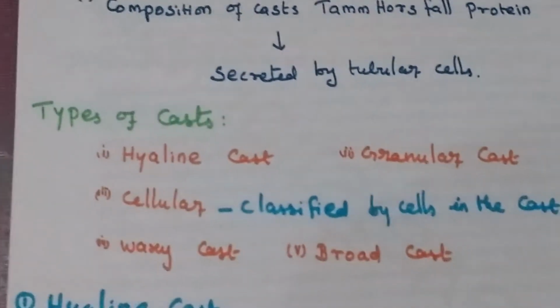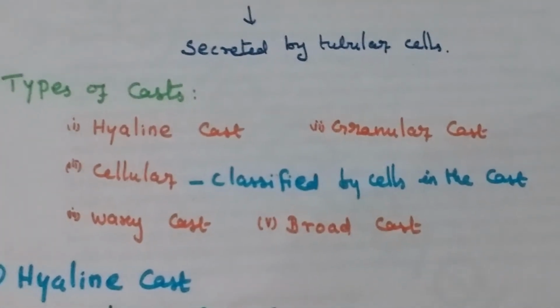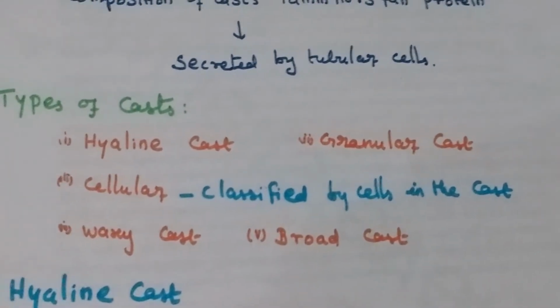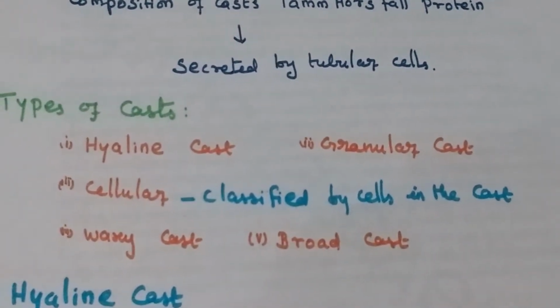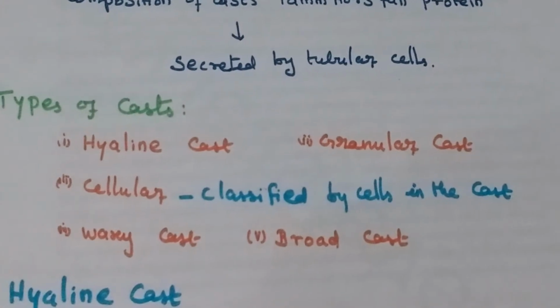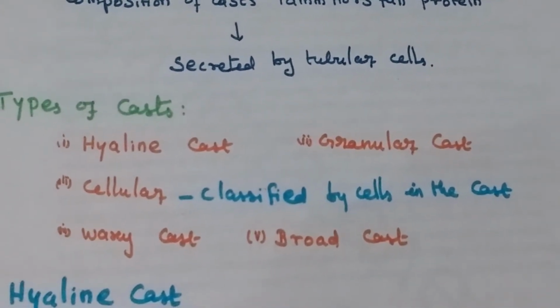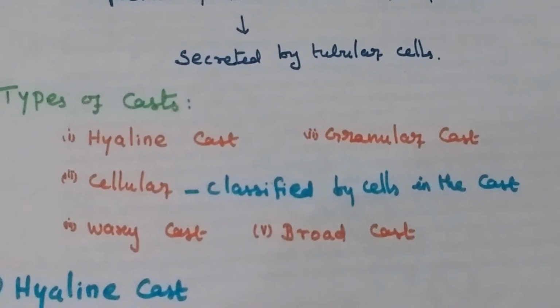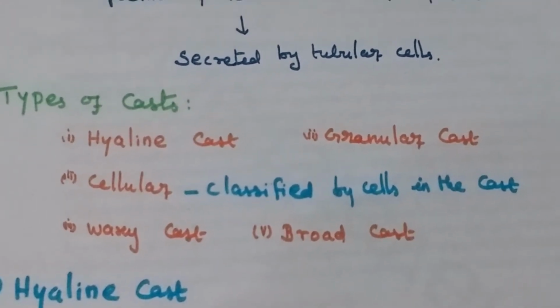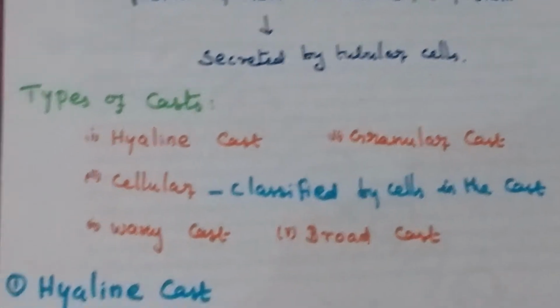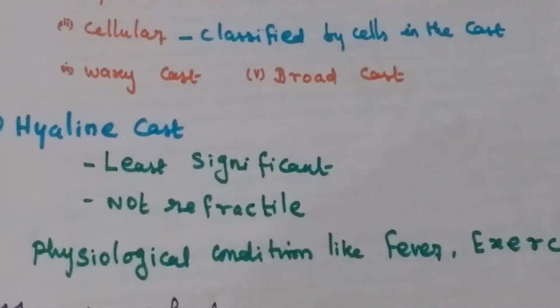Now we will see the types of casts. There are five different types: hyaline, granular, cellular, waxy and broad cast, which we will discuss one by one. First one is hyaline cast.